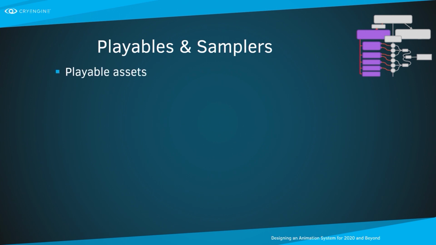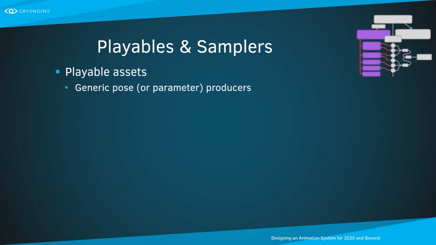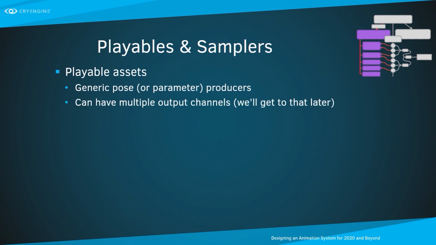And so we have these playable assets, and the playable assets are just what your tech artist or your artist will author in the end, or your designer. They produce a stream of poses or parameters. So with pose, we mean a pose buffer that contains the pose information of a character. With parameters, we mean vectors, transforms, quaternions, etc. And secondly, they can have multiple output channels. Now, the reason for this might not be clear right away, but we'll get to that later.